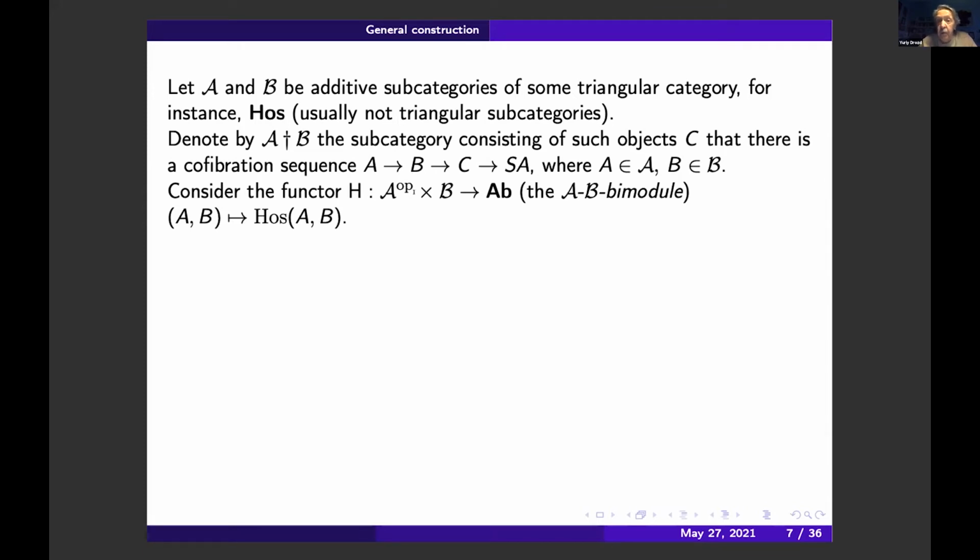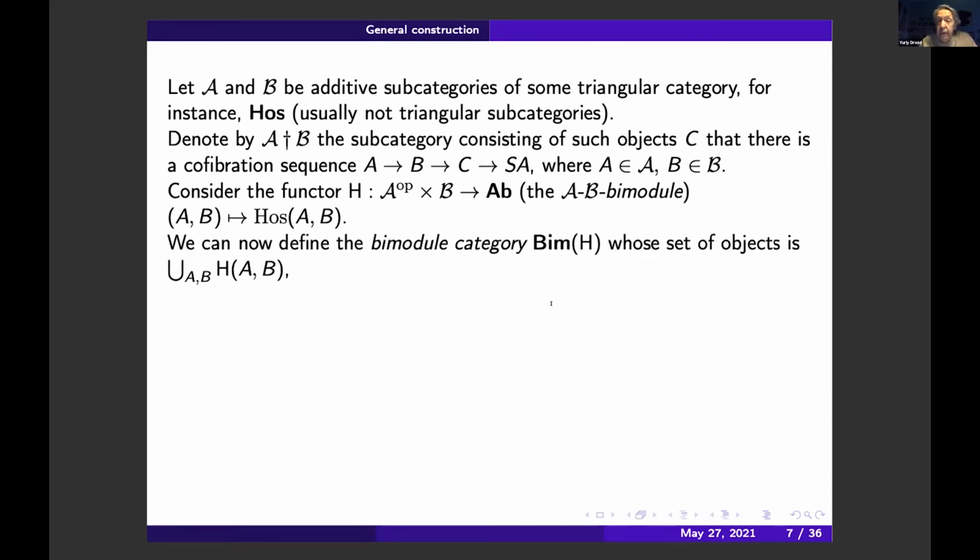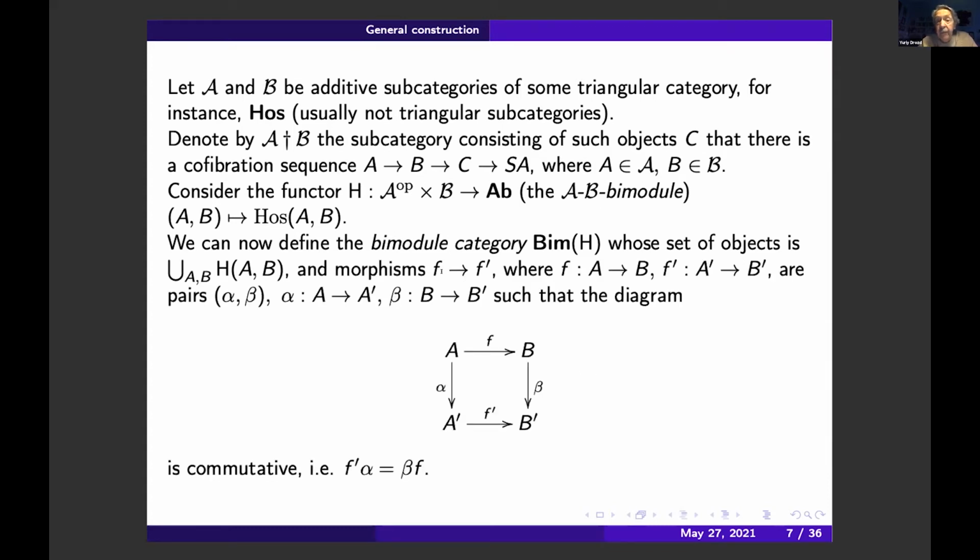Consider the functor from A and B to abelian groups, which is contravariant in A, covariant in B, and just this set of morphisms from A to B. Then we can define the bimodule category of this bimodule, of this functor. Its objects are all morphisms from A to B, where A runs through A, B runs through B. And morphisms, if we take f and f prime, a morphism is just a pair (alpha, beta) such that this diagram is commutative.